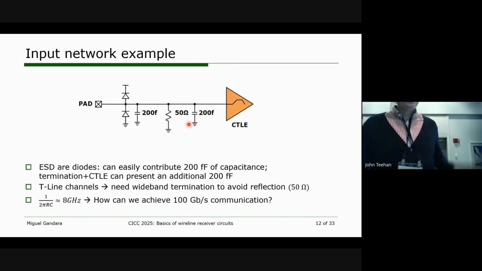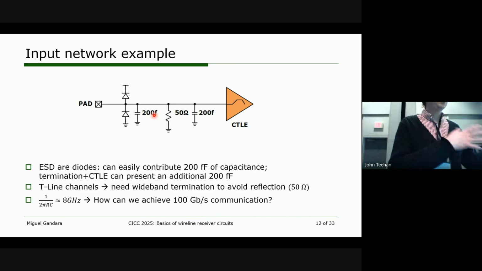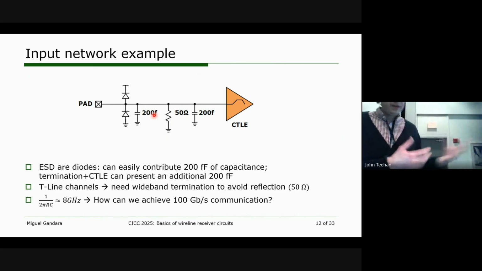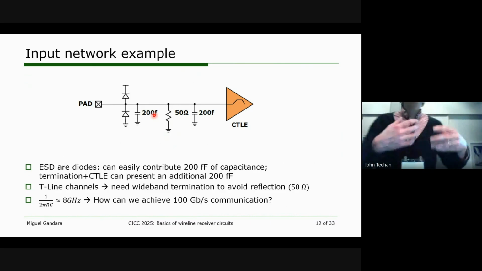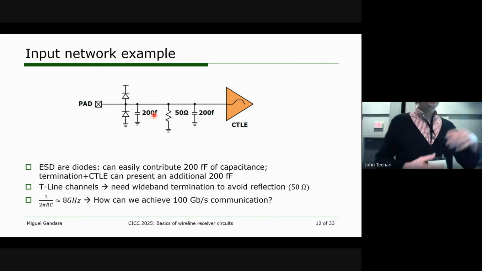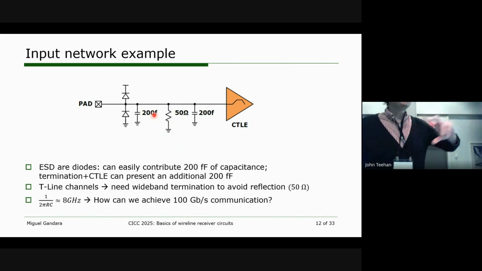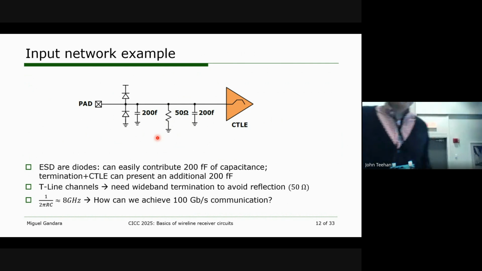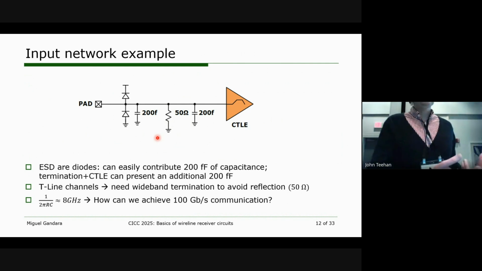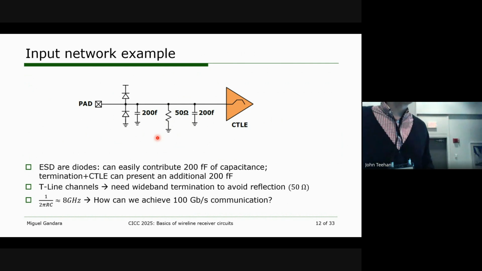So this is our example input network. As I mentioned, we have ESD structures in order to ensure that when you touch the chip, it doesn't blow up. These ESD structures are just PN diodes, and so they have large junction capacitance, okay? Normal ESD can be way more than even 200 femtofarad. It's just an example. In addition to the ESD capacitance, we also have parasitics from the termination itself, as well as from the CTLE. So these can also easily contribute an additional 200 femtofarad of capacitance.